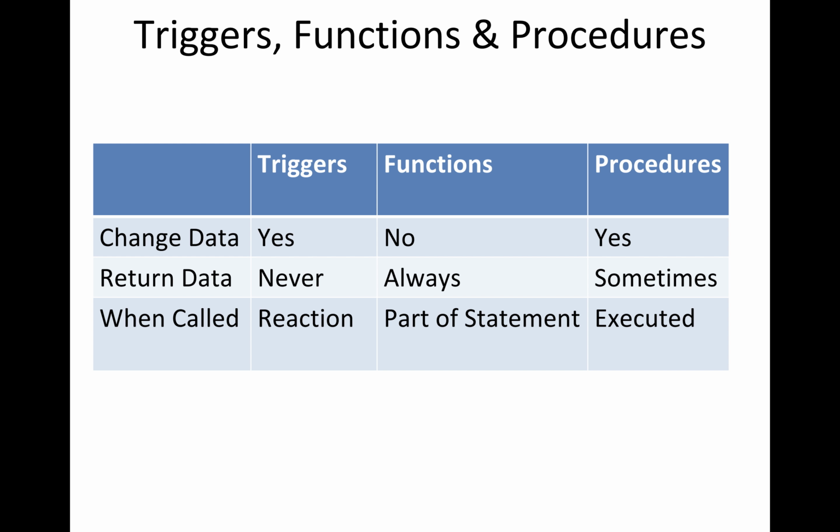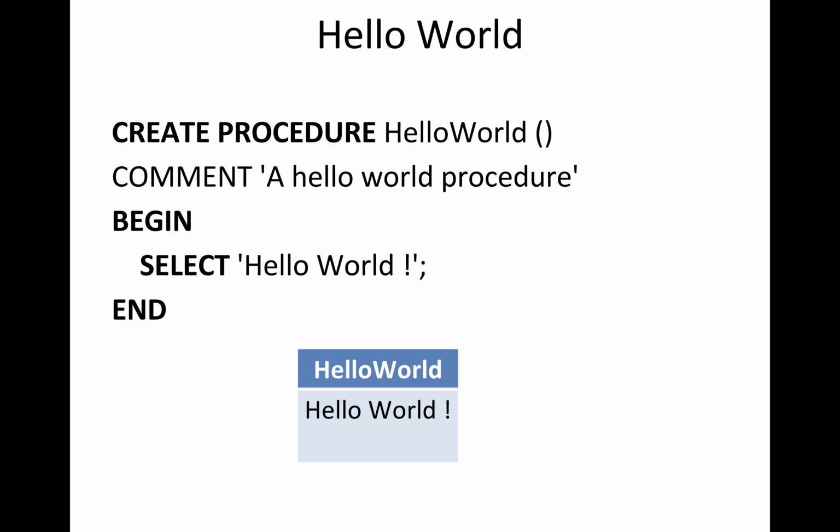Functions can return data. They behave like what the name suggests, as a function. They don't have side effects. They return data that can be calculated and can be part of a statement. Procedures depend. You can have procedures that don't return any data, or you can pass in data or have only output data. You can say in or out, and they can change data, and you can execute them at the command line. So here's a couple of really simple procedures.